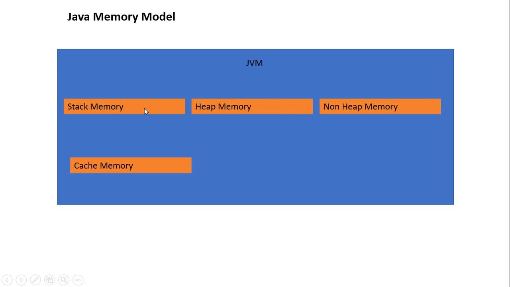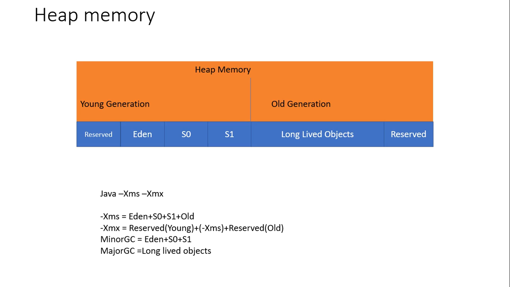One is stack memory, another is heap memory, another is non-heap memory, and another is cache memory. I'll be explaining what heap memory will do, what non-heap memory will store, what cache memory and stack memory will do. But these are the 4 fundamental building blocks of the Java memory model. Now we'll see them one by one. Let us first see heap memory.